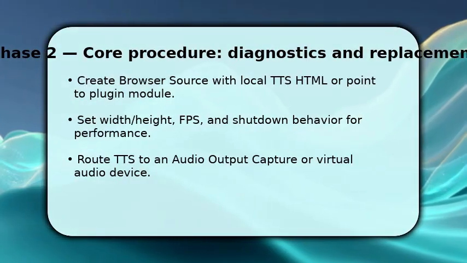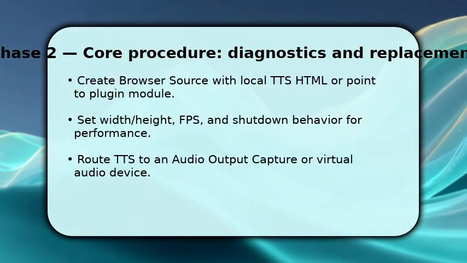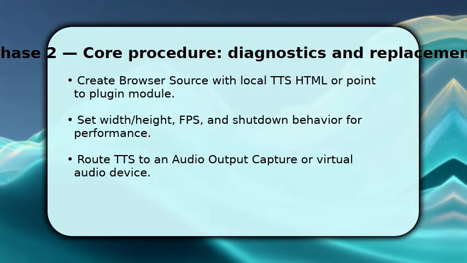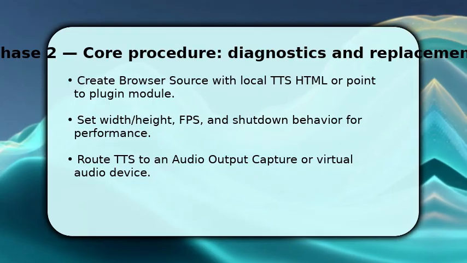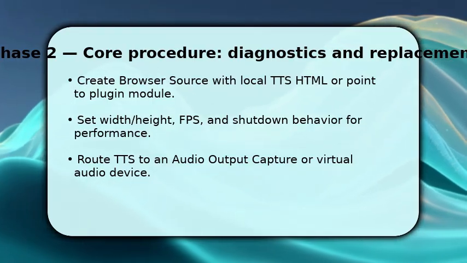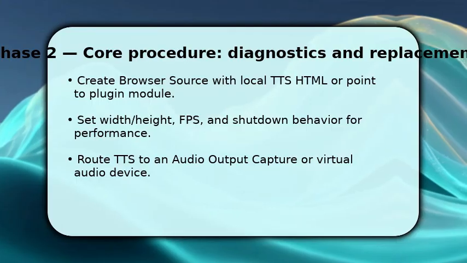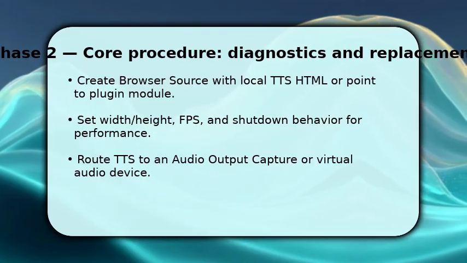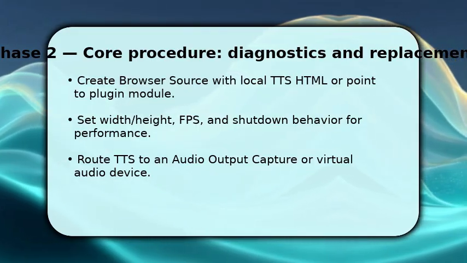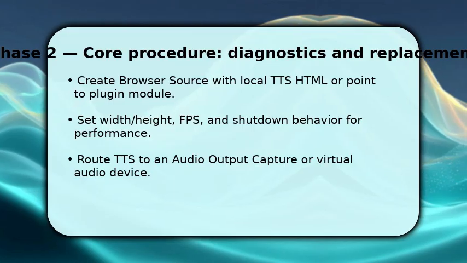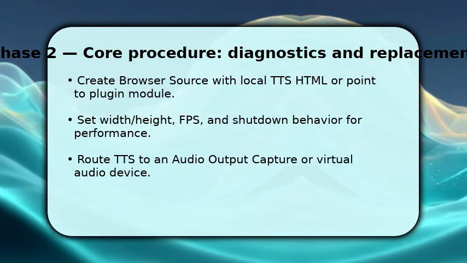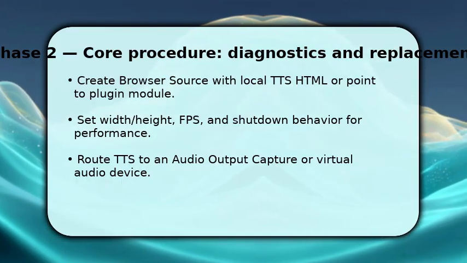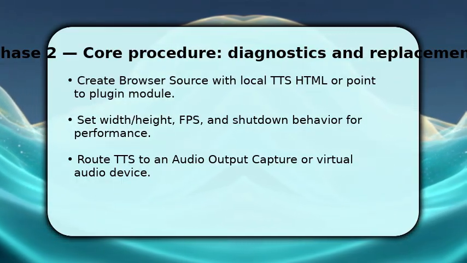Next, add the TTS element to your scene and configure routing. If using a browser source, load the local TTS HTML file or plugin page, then set width, height, and FPS to reduce CPU load. If using a dedicated plugin, follow its add source flow and assign the voice and language. Make sure the TTS audio goes to a monitored output or a virtual audio device. This lets OBS capture it as an audio source and makes mixing, filters, and volume control straightforward.